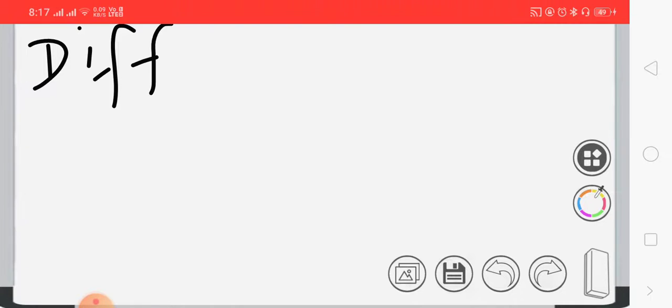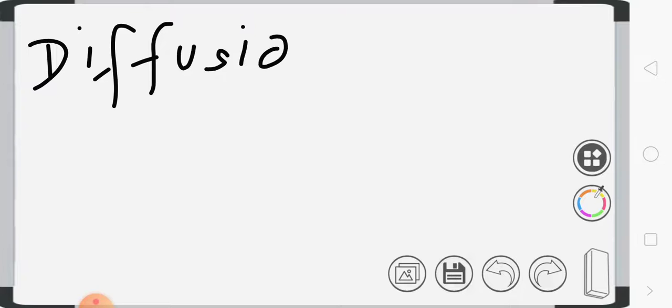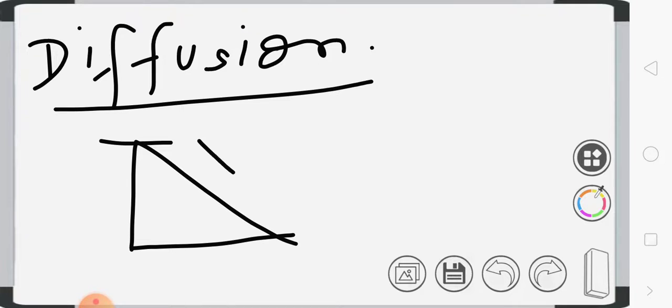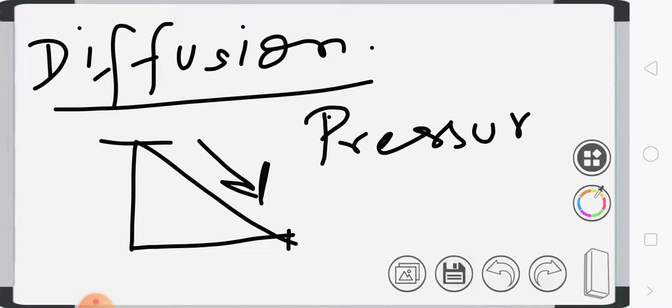And let me just revise the definition for diffusion. So what happens during diffusion? Molecules move from a higher concentration to a lower concentration. So this is how it is. Molecules always move, and it is the same for temperature and pressure. Pressure also moves from a higher pressure level to a lower pressure level.